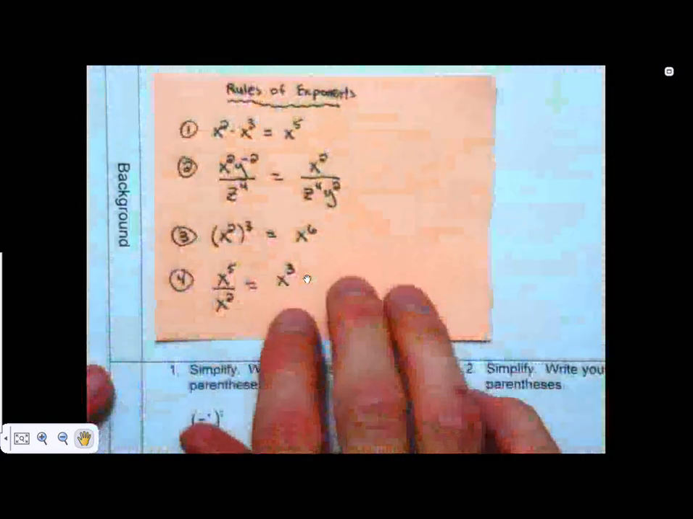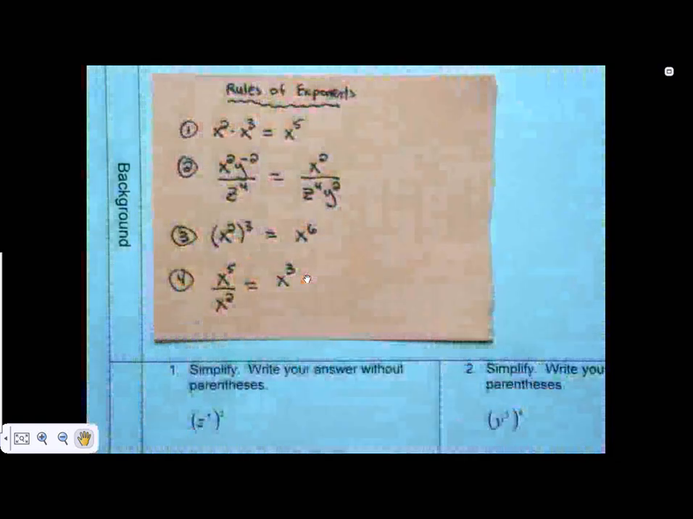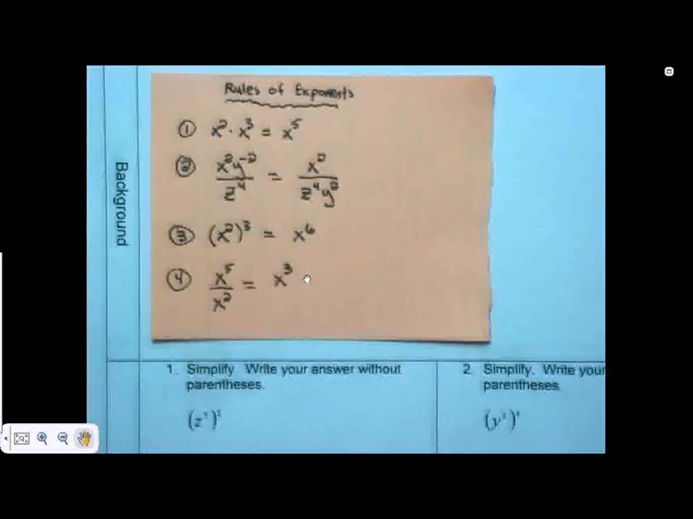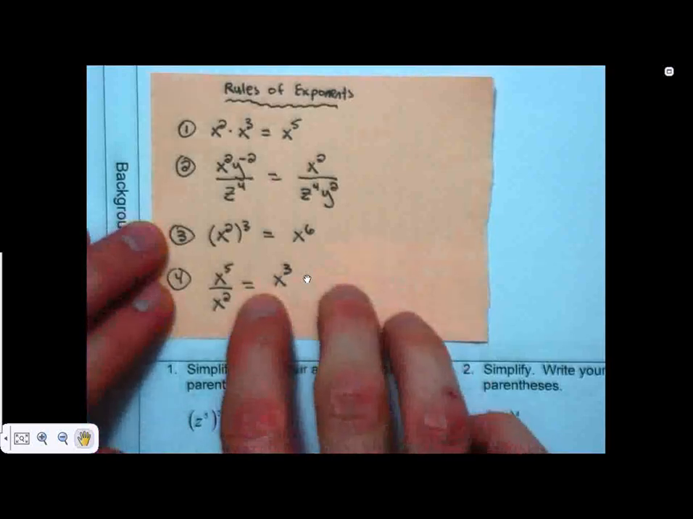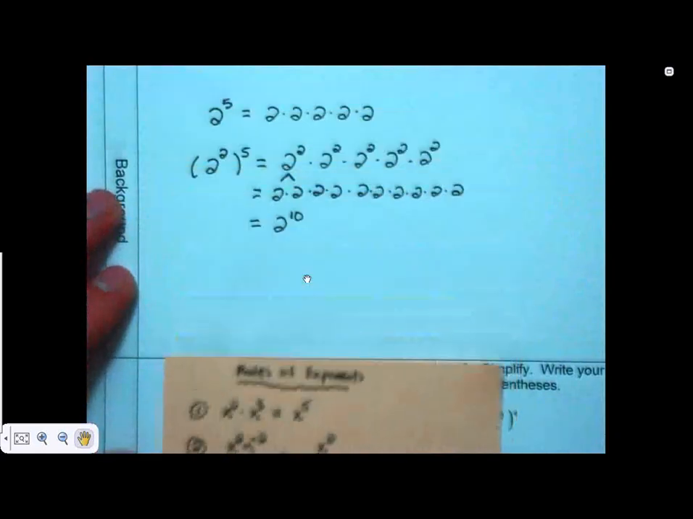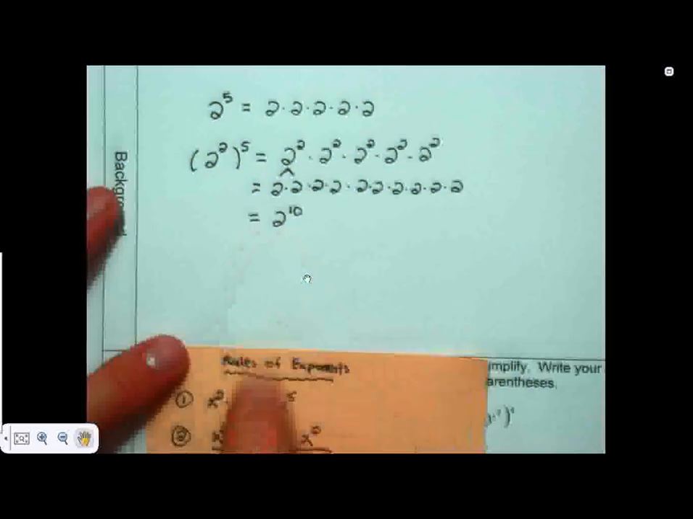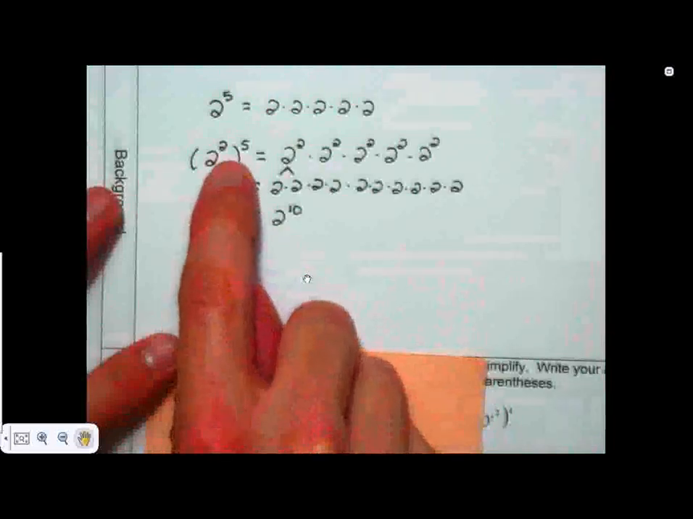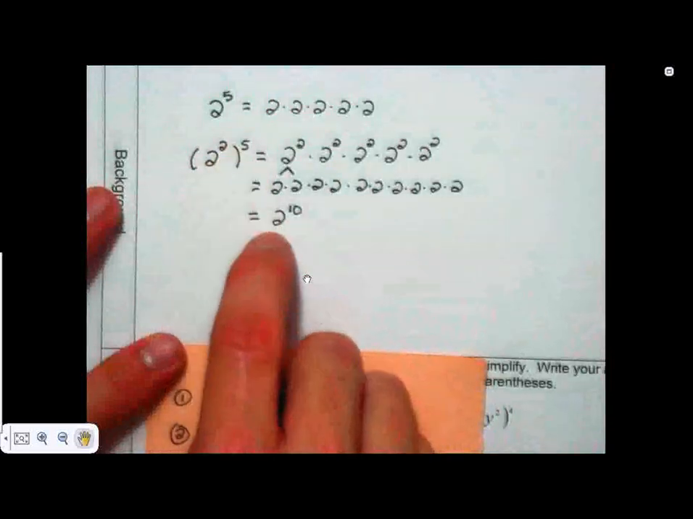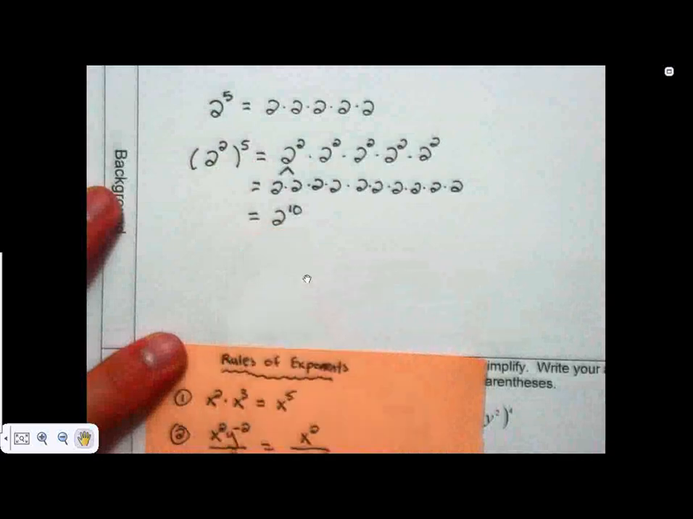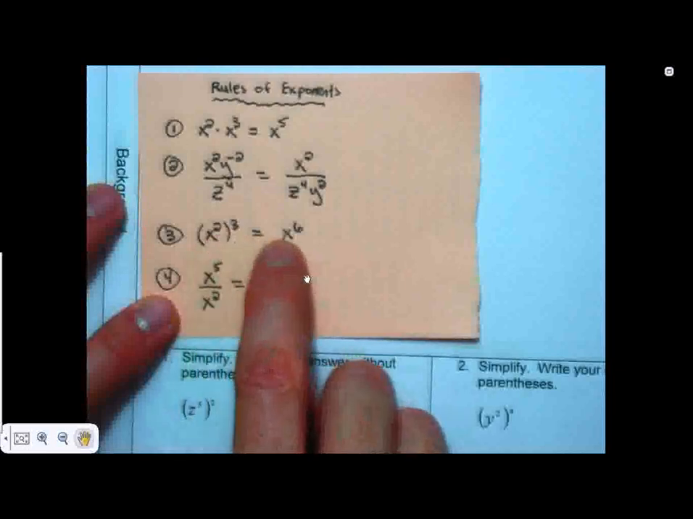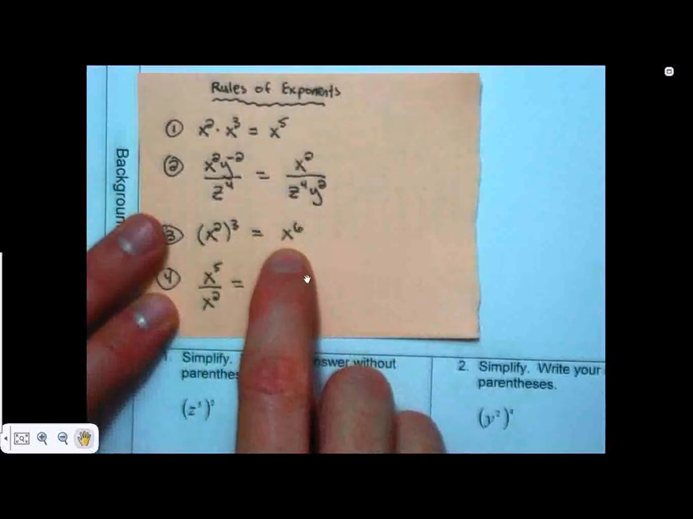So, there are 4 rules of exponents that you need to know. Pause the video and make sure that you've recorded all of these rules of exponents. So, the one that we talked about just a second ago is the 3rd rule. Notice that if you multiply the 2 exponents together, you would have gotten 2 to the 10th power.